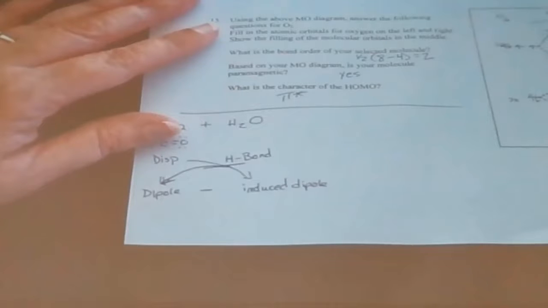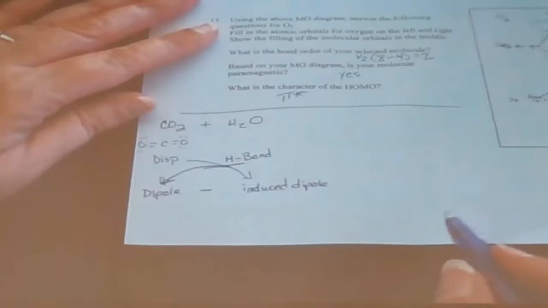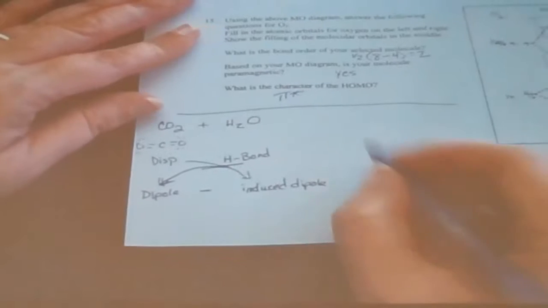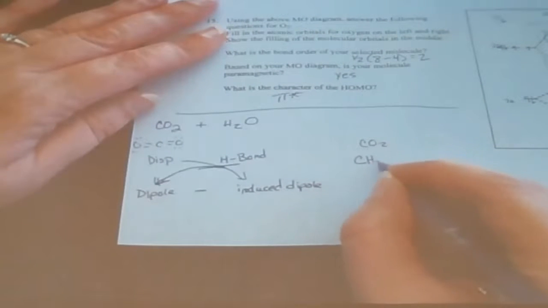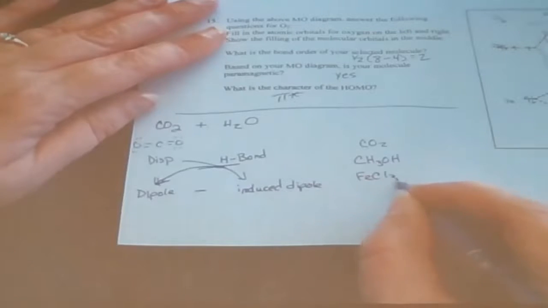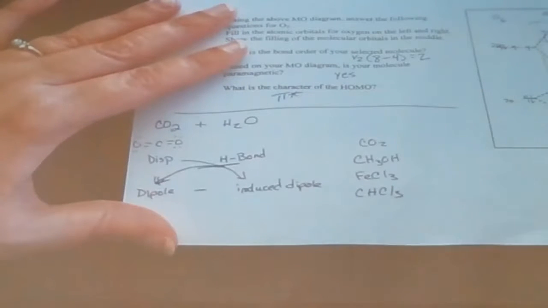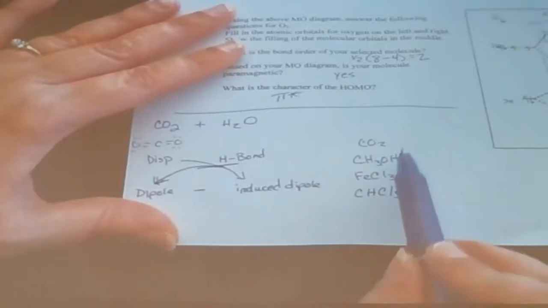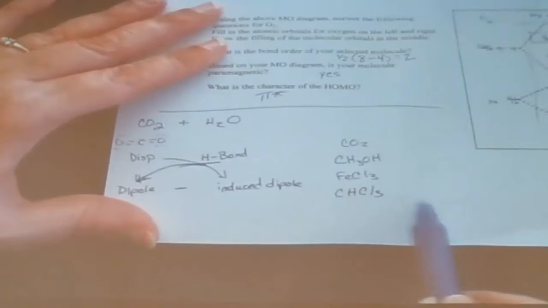Now, what I commonly will do is I will say, let's take four substances. So I might take CO2, CH3OH, FeCl3, and CHCl3. Ask you for each of those. Okay, we've gone through most of these. This is dispersion. This one is hydrogen bonding. This one's ions. This one is dipole.